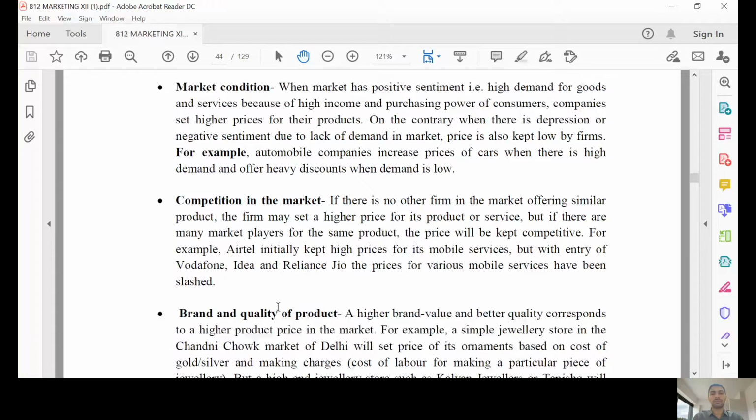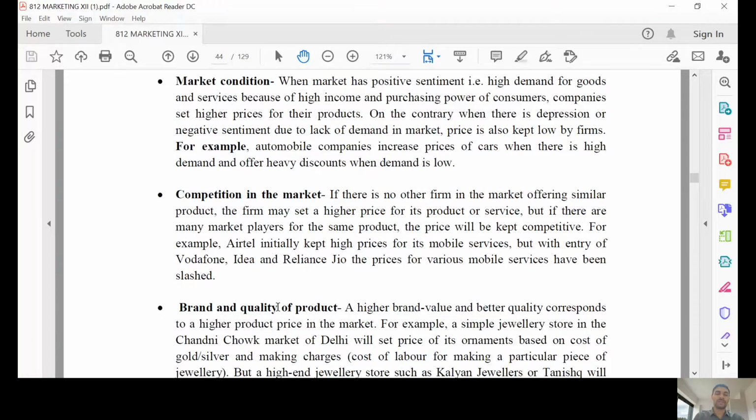Another important factor influencing the price is competition in the market. If there is no competition in the market, companies can fix a higher price. If there is competition in the market, then companies will be forced to reduce the price of the product. In the Indian telecom market, we can see after Jio came, all other telecom providers like Vodafone, Airtel and all started giving the service at a lesser price, at a competitive price. That happens because of competition.